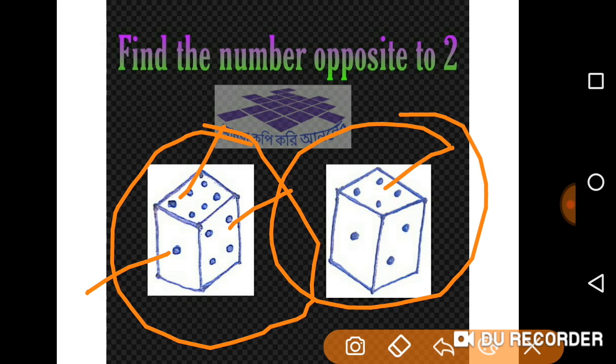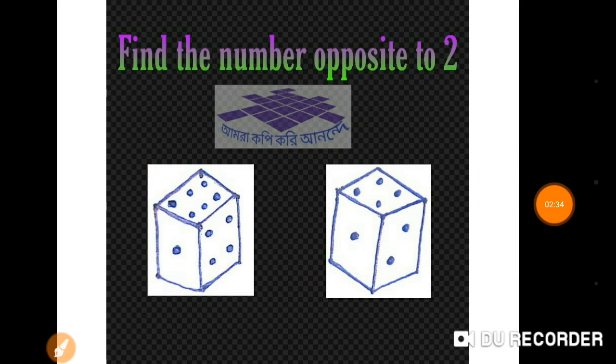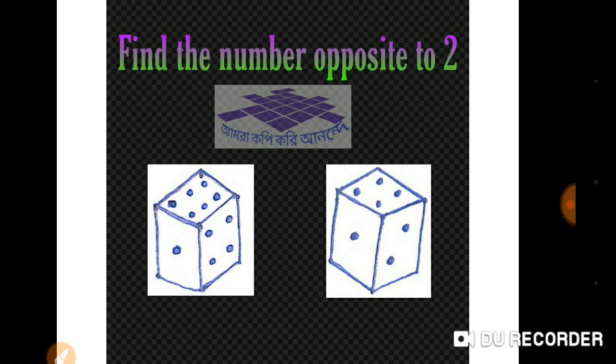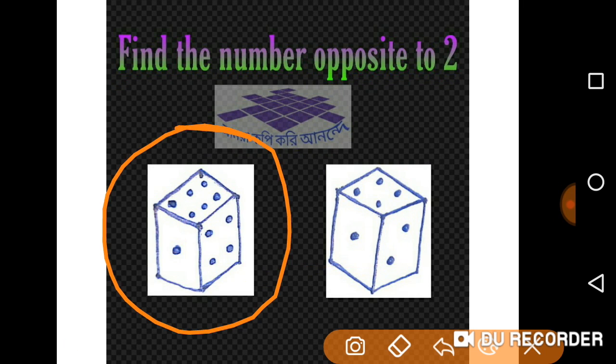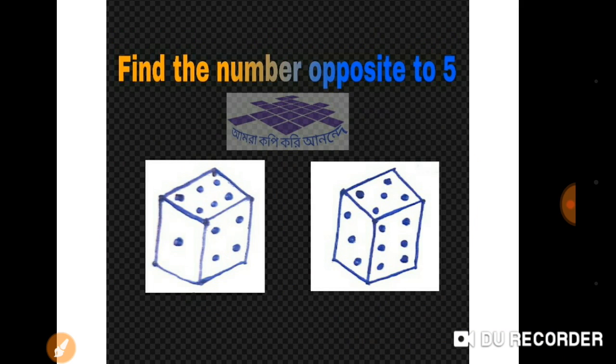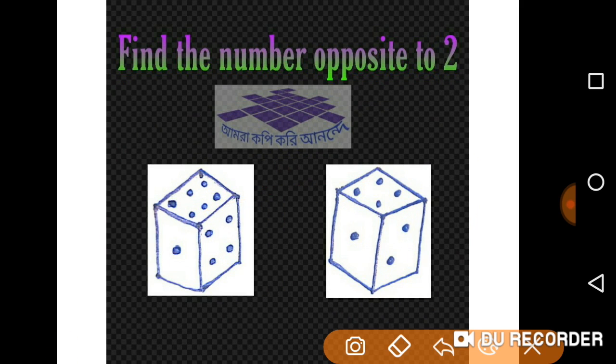See here, 4 and 2, 4 and 1. So according to the questions, these are the sides of the same dice. Take the summation of these two, of these two, and of these two. If any sum becomes equal to 7, that is not a standard dice. Here 6 plus 1 is 7, which means this is not a standard dice.